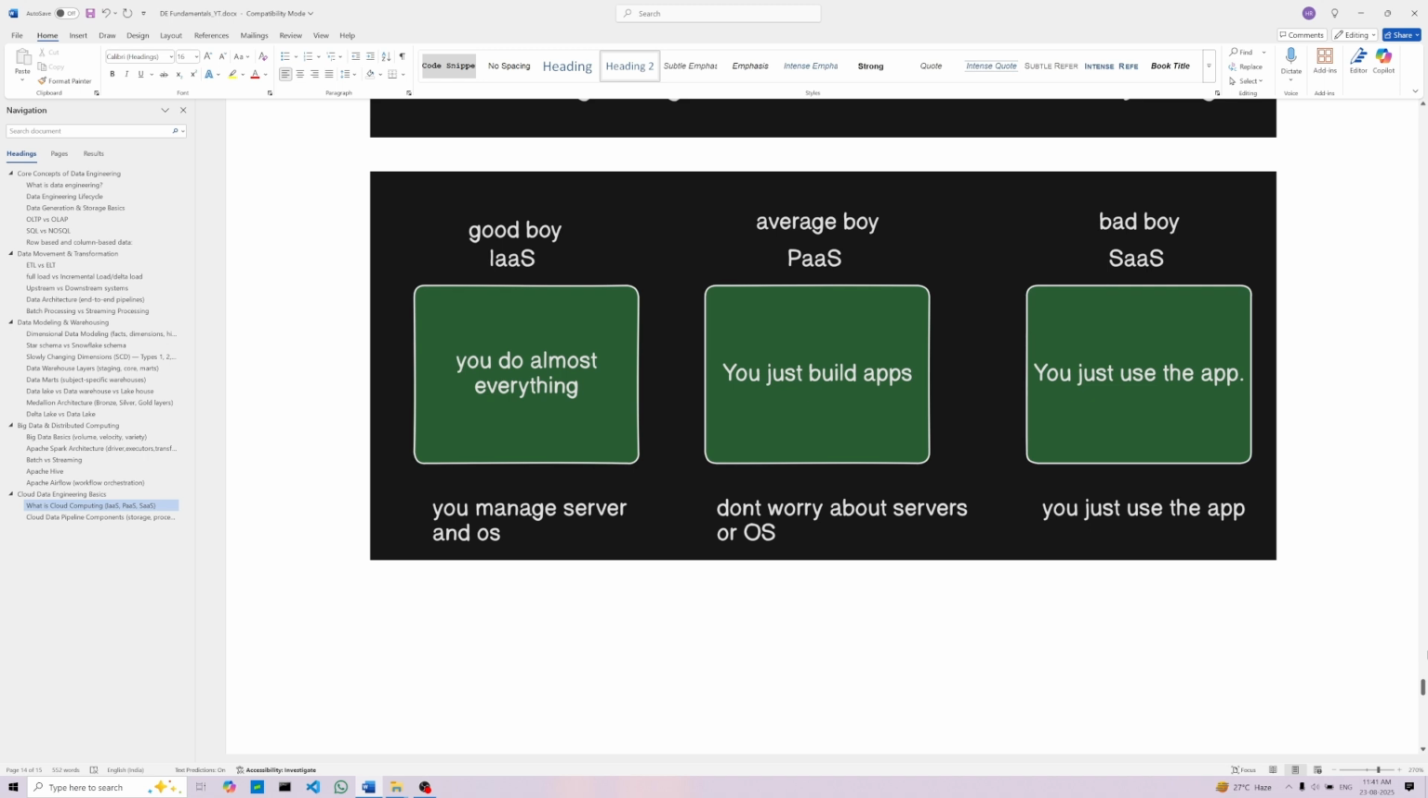Third one is software as a service. He is the bad boy. He is the laziest one. He will just use it, ready-made app. He won't take care about servers. He won't take care about operating system. He is just going to use it because he is the laziest one. Bad boy. So these are our 3 boys: infrastructure as a service, platform as a service and software as a service.